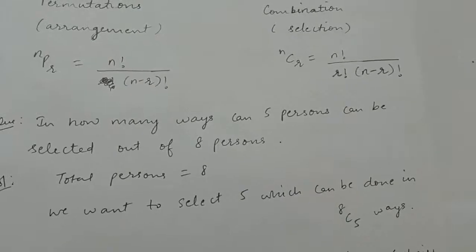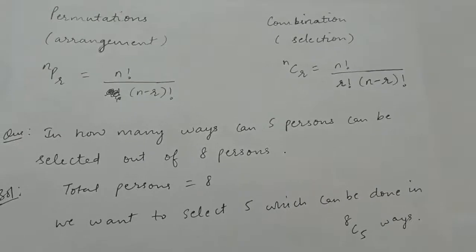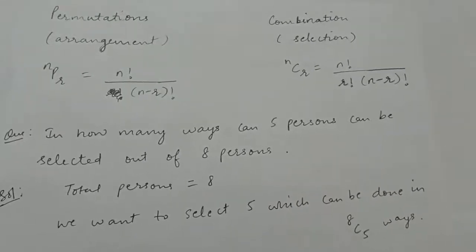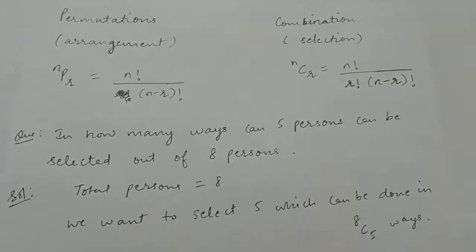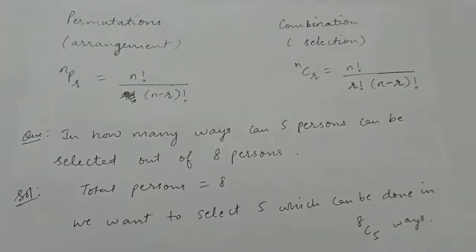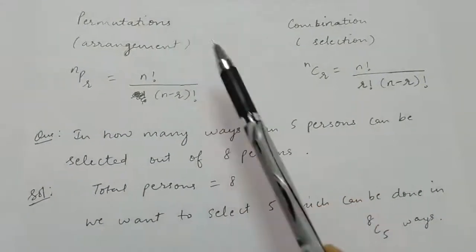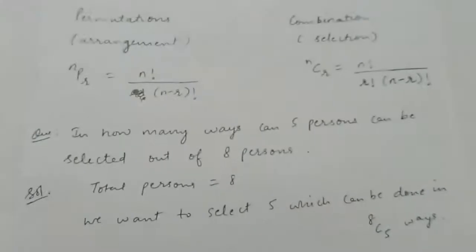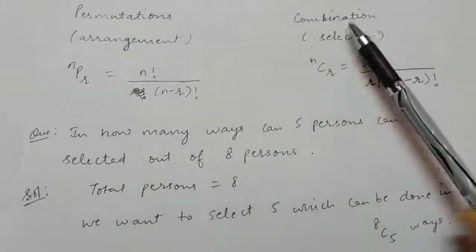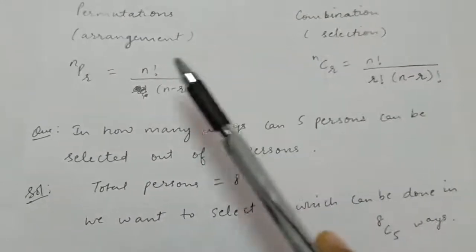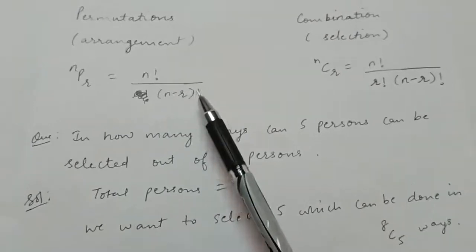Now see, I am again explaining to you what is permutation and what is combination, right? So permutation is basically used when we have to arrange the letters, arrange the persons on the seats, right? So for arrangement we use permutation, and if we do not have to arrange or we just have to select, then we use combination. Clear?